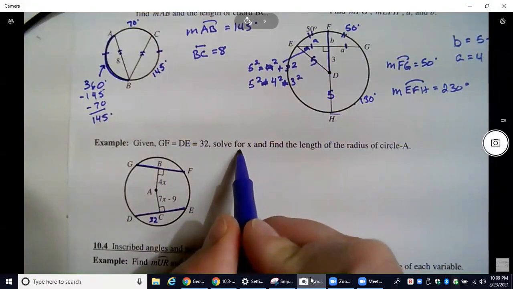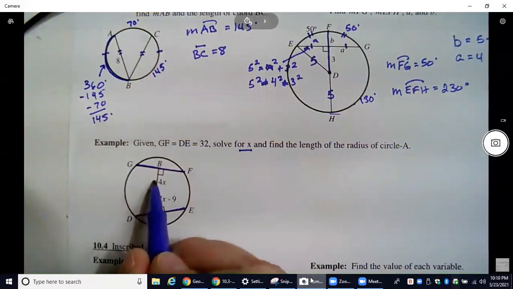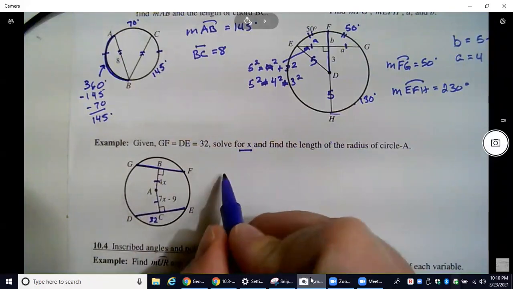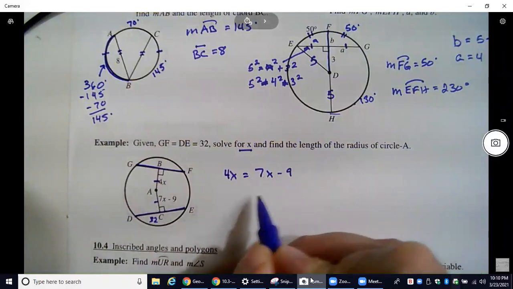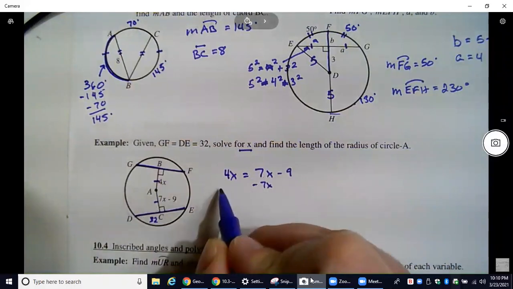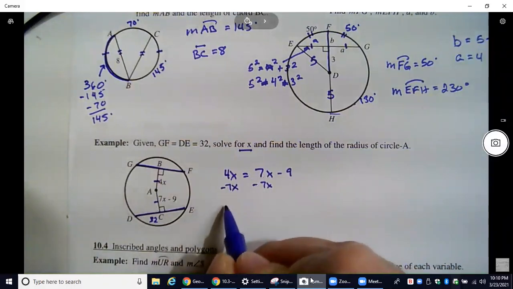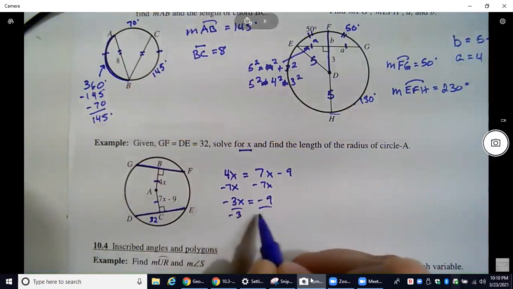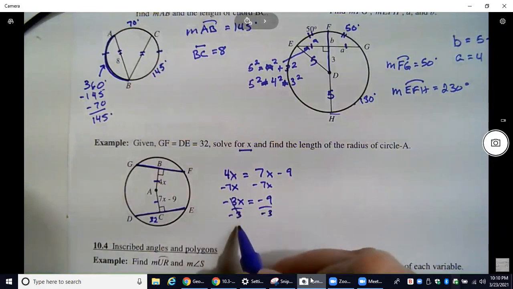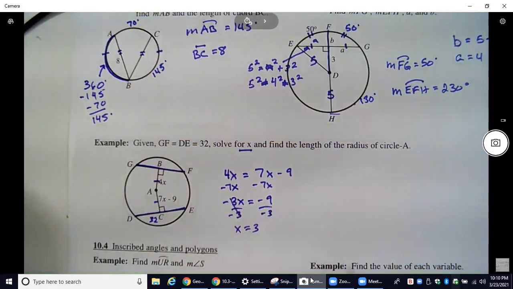We're first going to solve for x. Now, if these two chords are congruent, then these two segments are also congruent. So we can say that 4x equals 7x minus 9. I'm going to go ahead and subtract 7x on both sides. I end up with negative 3x equals negative 9. Divide both sides by negative 3, and x equals 3. All right, well, that was relatively easy. I'm going to go ahead and plug that back in because I feel like I'm going to need to know it to find the radius of this circle.